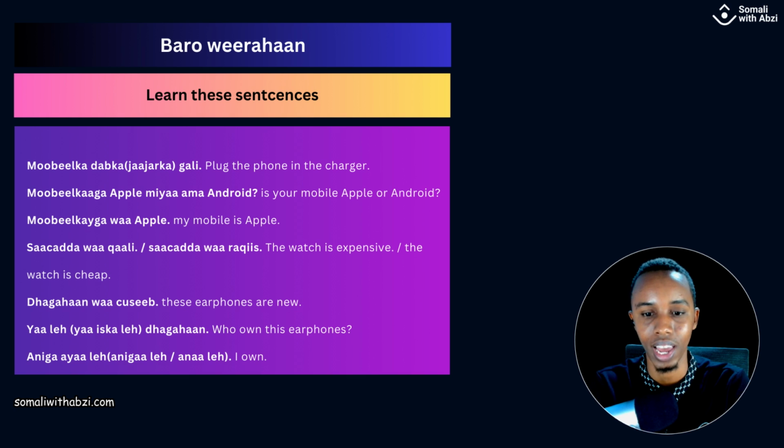The next one is yaleh. Yaleh in Somali means who owns. Yeah, yaleh. Some people go with ya iskaleh. It's fine. You can skip iska, or you can add it, yaleh, ya iskaleh. So I can say yaleh gurigan, who owns this house. Ya iskaleh gurigan, who owns this house. Yaleh mobilkan. Ya iskaleh mobilkan. Yaleh bugan. Ya iskaleh bugan, and so on.